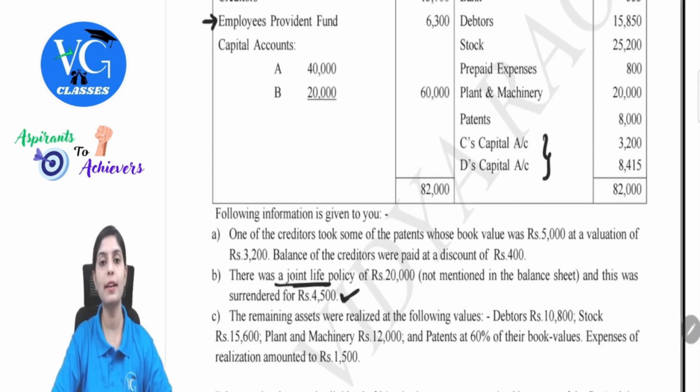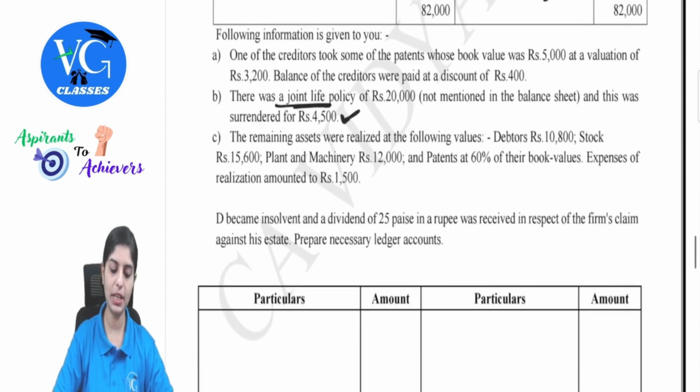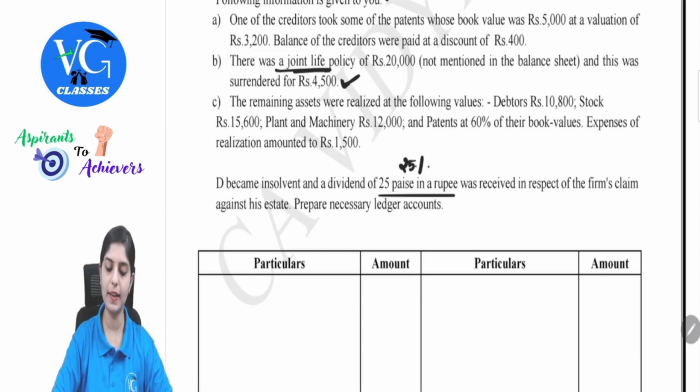Remember the concept of unrecorded asset and liability. We have to treat it accordingly. The remaining assets were realized. The values are given. D became insolvent and a dividend of 25 paisa in a rupee. What does this indicate? It is nothing but 25% was received in respect of the firm's claim against his estate.